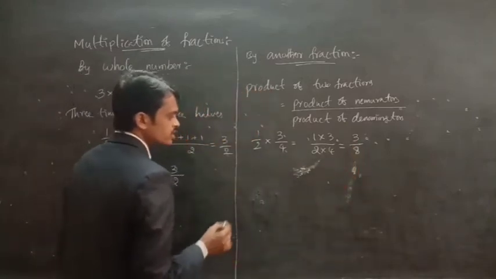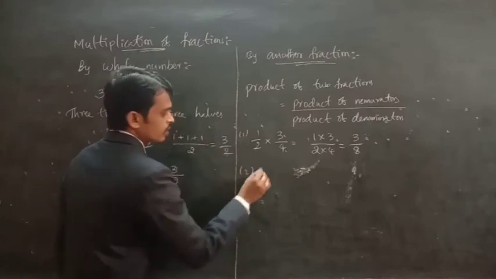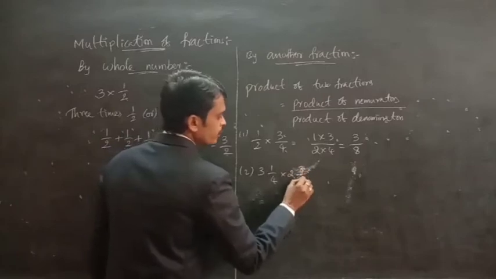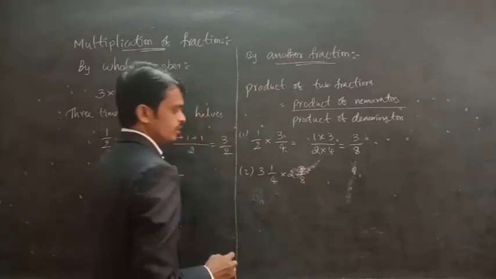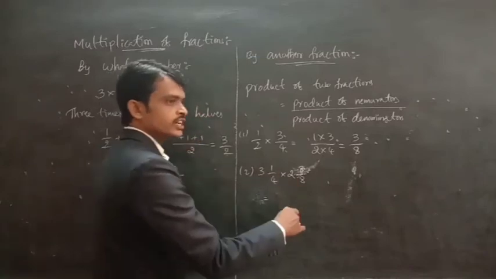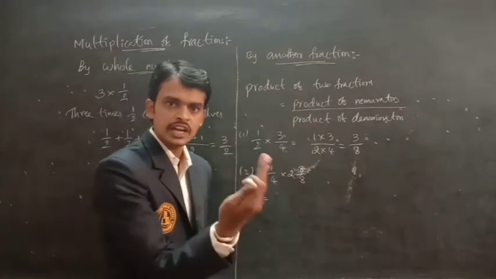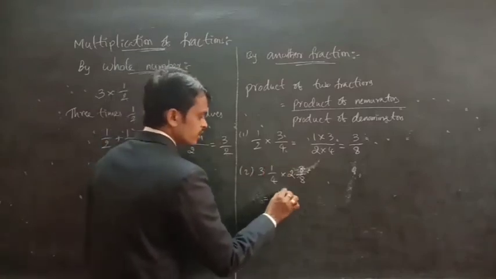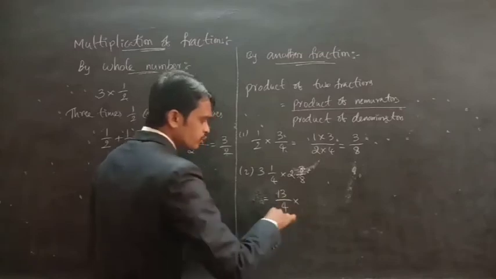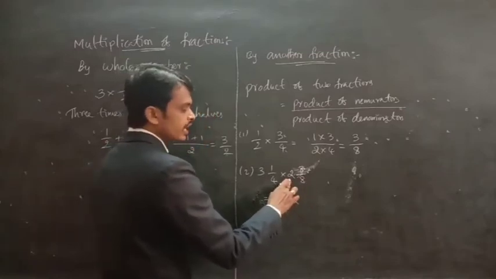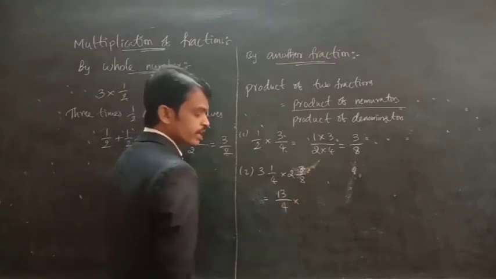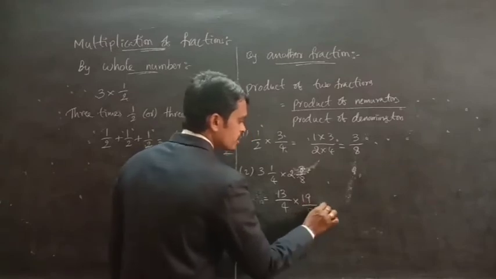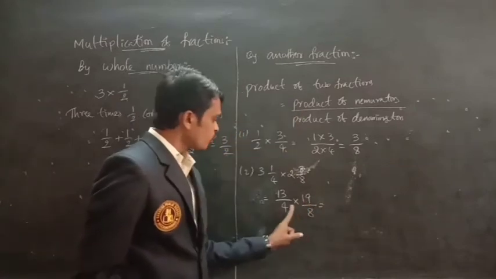So let us take one more example. 3 1 by 4 into 2 3 by 8. So here these mixed fractions convert into improper fractions, thereafter multiply. 3 4s are 12, 12 plus 1 is 13 by 4, into 2 8s are 16, 16 plus 3 is 19 by 8. Now product of two fractions.